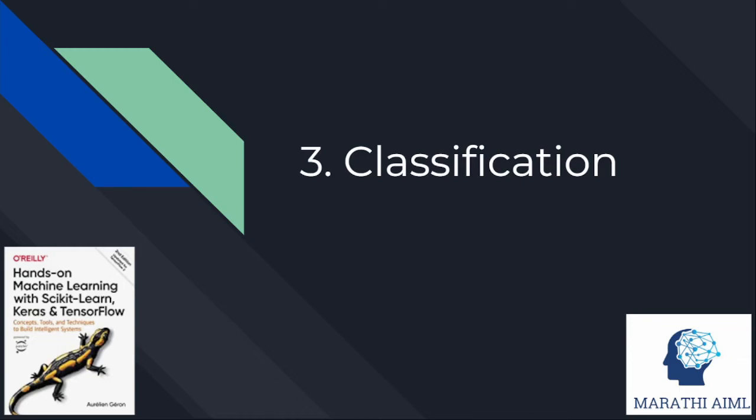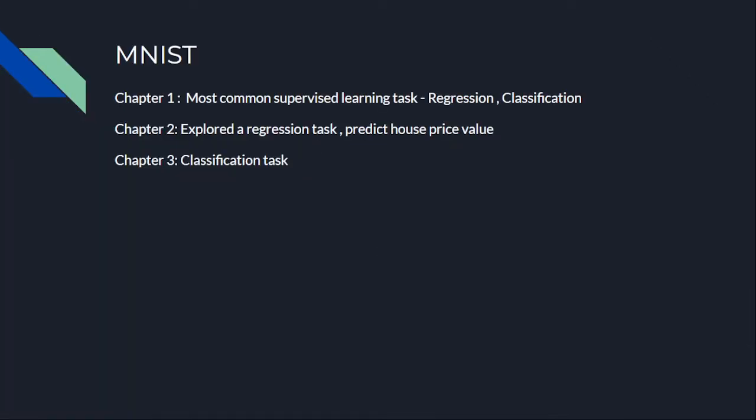Today we are going to start the third lesson of the book Hands-on Machine Learning with Scikit-learn and TensorFlow. In this chapter we are going to focus on how to solve classification type problems using machine learning algorithms. Just to recap, as of now we have completed two lessons from this book.